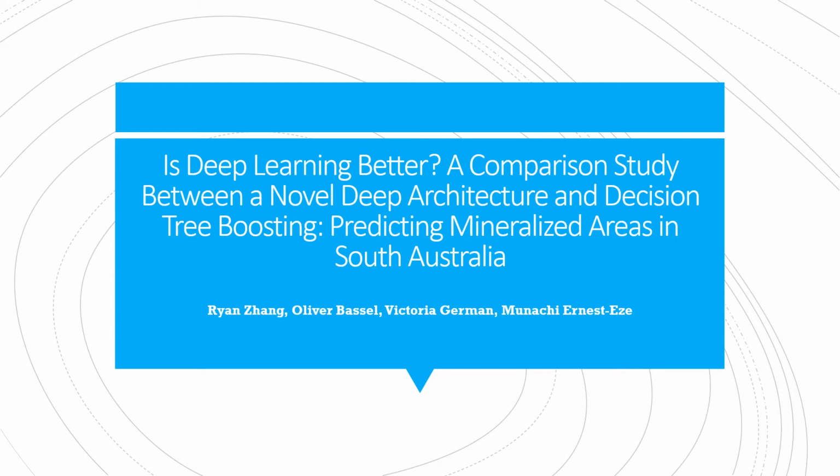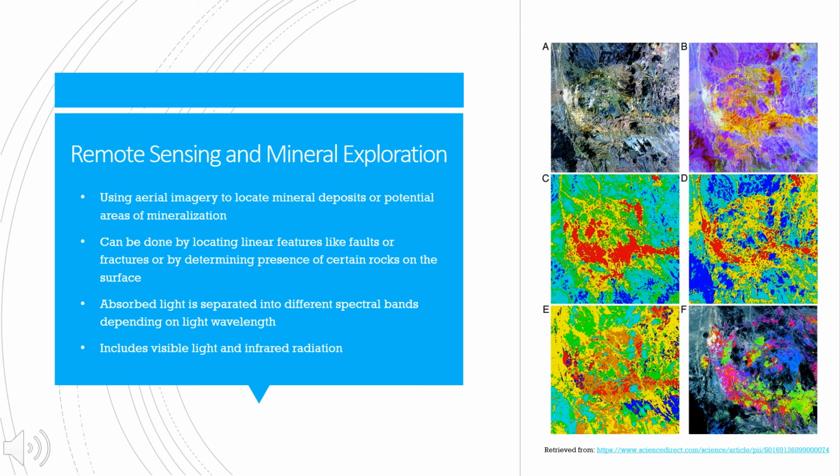In this project, we compare state-of-the-art models for both deep learning and boosting, and evaluate their performance in the mineral identification task. A common method for locating minerals is through remote sensing, which is using aerial imagery usually taken by satellites to make observations about the surface of the Earth.